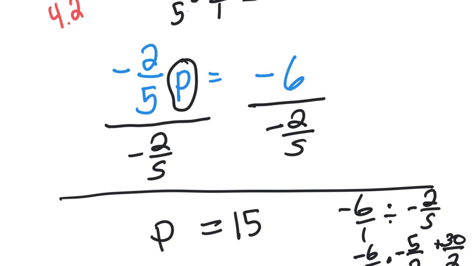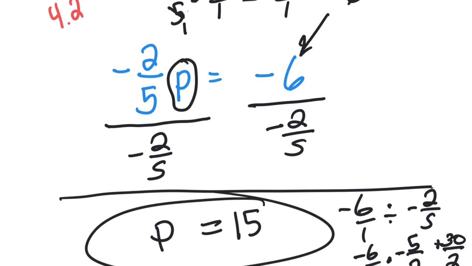I can actually do some cross simplifying. Divide that by 5, it gets me 1. Divide that by 5, it gets me 3. Negative 2 times 3, negative 6 over 1, or negative 6, which is the same as that. So it checks out. So yes, P equals 15.